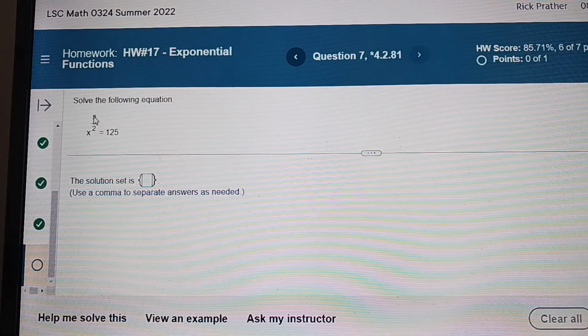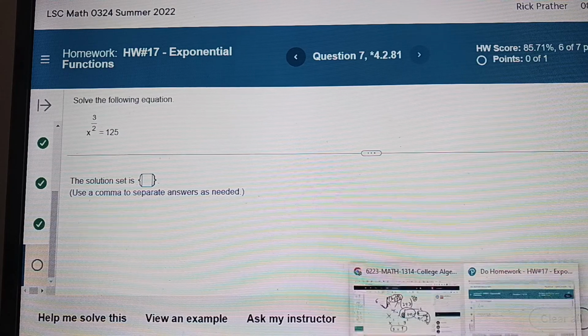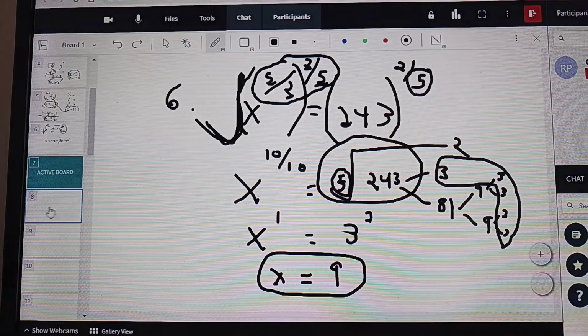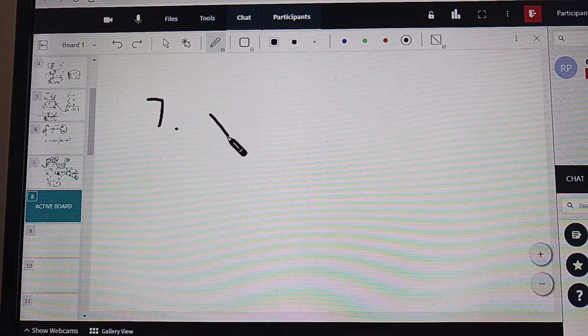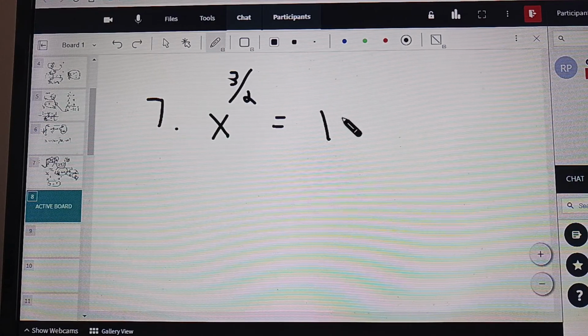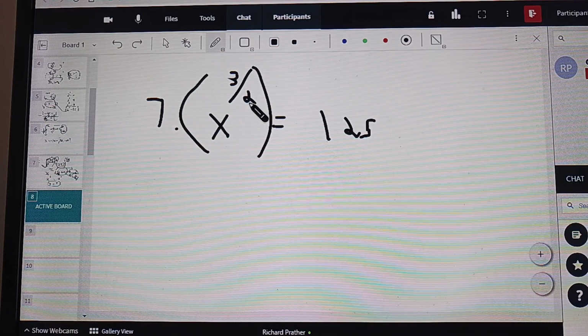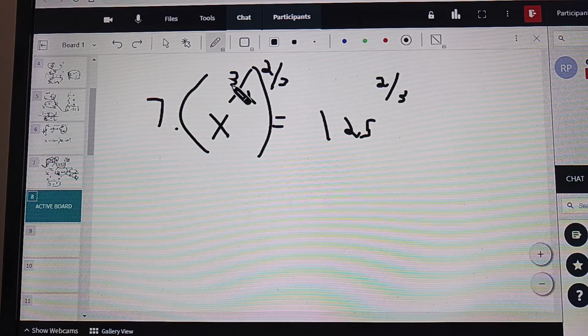So similar deal, x to the 3 halves equals 125. This problem's just like number 6, just different numbers. X to the 3 halves is 125. So you want to do the opposite exponent of 3 halves, which is 2/3. 2/3 to both sides. That way the 3's cancel and the 2's cancel, and you have x by itself.